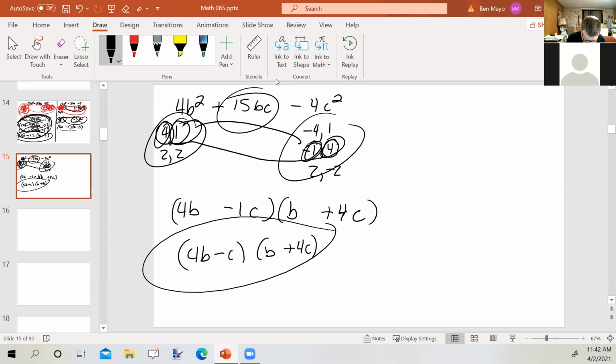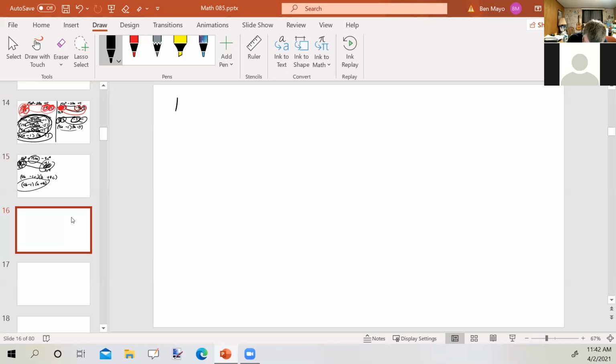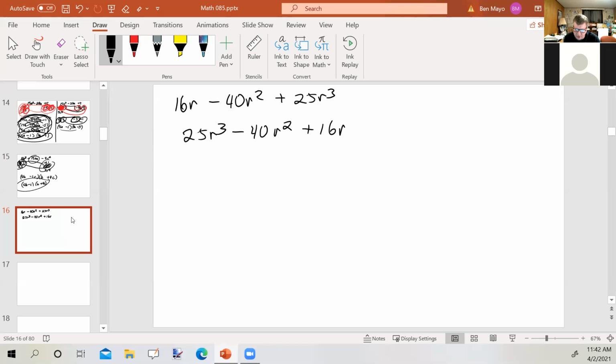Let's take a look at another example here. 16r minus 40r squared plus 25r cubed. So the first thing I need to do here is put this in descending powers or standard form. 25r cubed minus 40r squared plus 16r. Then I'm going to take out the greatest common factor, which is an r. So I get r times 25r squared minus 40r plus 16. So everything's the same up to this point, regardless of which of the two methods we use.